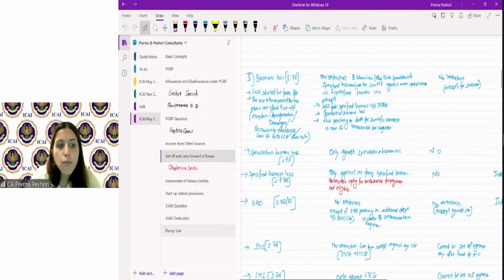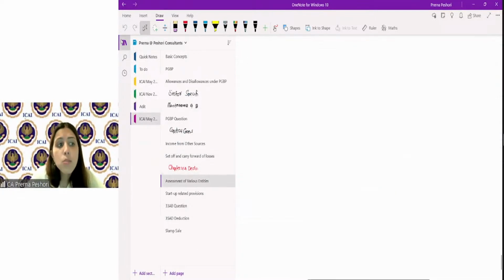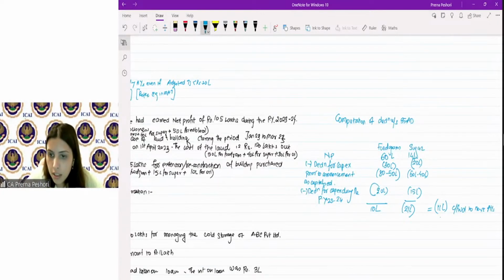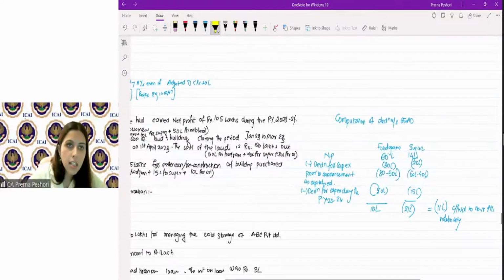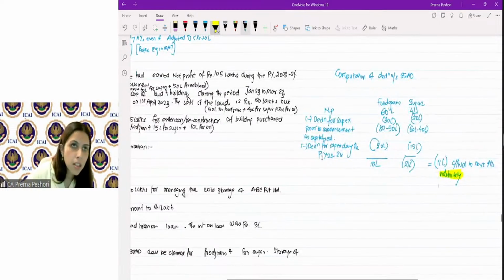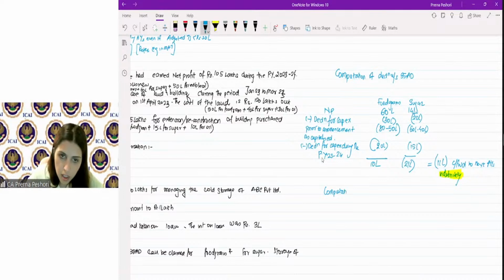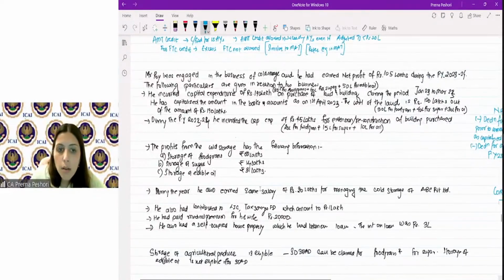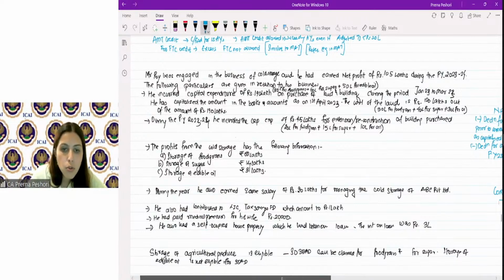So this is the set off and carry forward chapter that we had done. And this is what the assessment of various entities will test you on several grounds. Indefinitely. Okay. So now I'll compute my normal income. So now I'll put the computation of the total income. First of all, I have some income as salary income, which is 20 lakh for managing the cold storage.